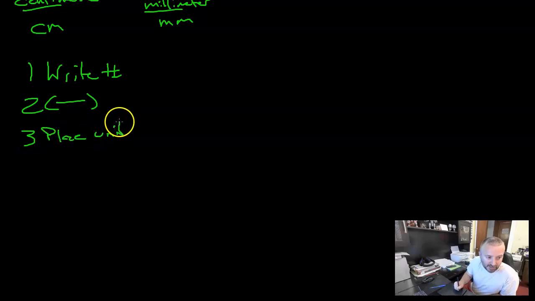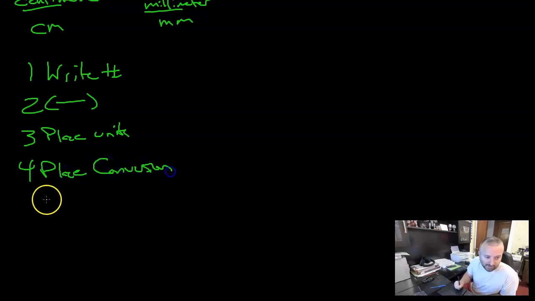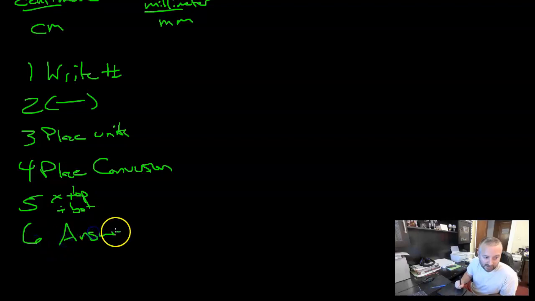So let's remind ourselves of what the steps are real quick. 1, you write the original number. 2, you do that fraction thing. 3, place units. 4, place conversion. 5, multiply top by bottom. Obviously, you don't have to rewrite this if you did this yesterday. And 6, answer plus units. We're following the same steps now.